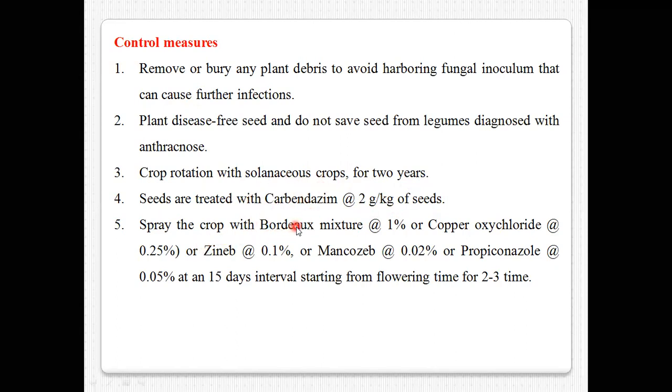Then spray the crop with Bordeaux mixture at the rate of 1%, or copper oxychloride 0.25%, or mancozeb, zineb, propiconazole. So these are effective fungicides you can use at 15 days interval, starting from the flowering time, for 2 to 3 times. Means avoid the infection on the pods and also the stems. So that's why the first spray should be done at the time of flowering. In this way you can avoid the anthracnose disease seen in the bean.